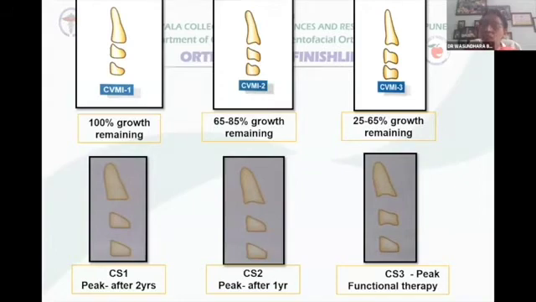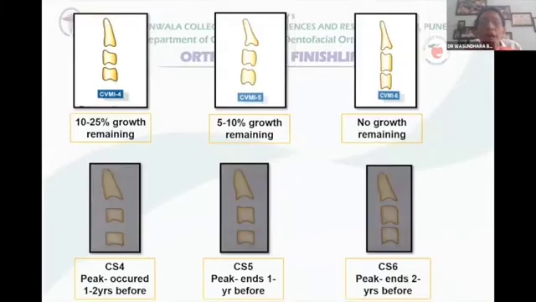It can be in CS2, so it is 1 year ahead, or it can be in CS4, where only 10 to 25% of the growth is remaining, and then the peak has occurred a year back. So depending on the stage of skeletal maturation where your patient is, in the initiation stage, an acceleration stage, or in the deceleration stage, you have to plan your functional appliance. You just can't say no to a functional appliance.